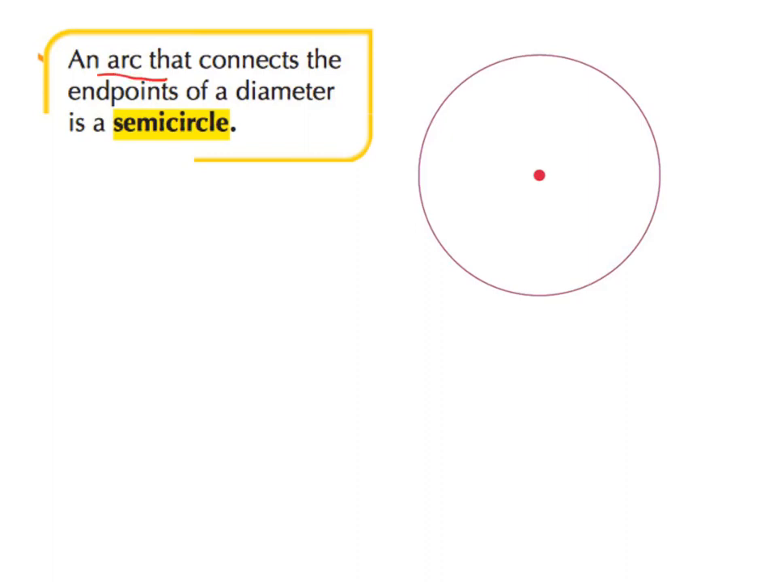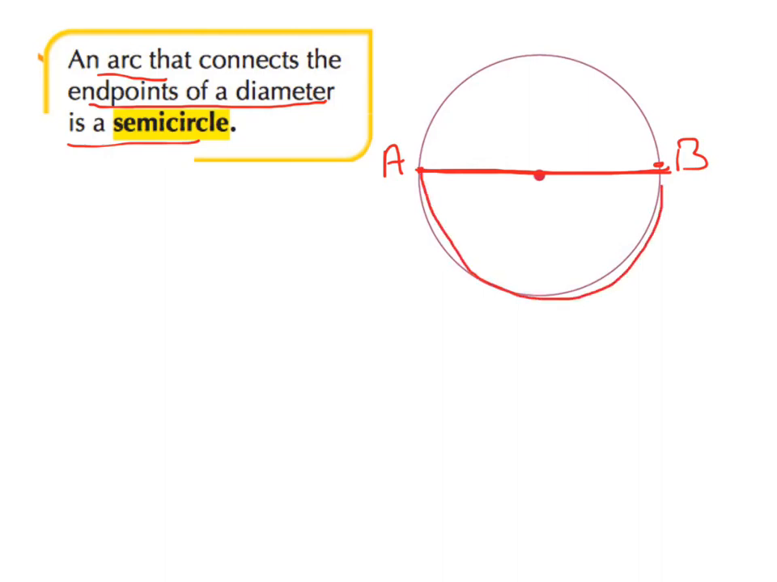An arc that connects the endpoints of a diameter is a semicircle. Let's try to understand that. What is this line called? It is called the diameter. And this has 2 points, A and B, the end points of the diameter. What is this called? An arc of a circle. Now, if an arc connects the 2 end points of the diameter, it is called a semicircle. So this is a semicircle. Now tell me whether this is a semicircle? Yes, because this arc is also connecting the 2 endpoints of the diameter AB.